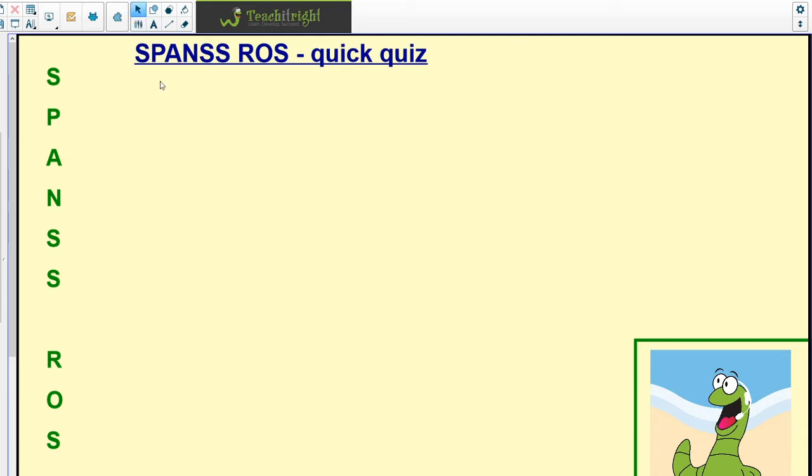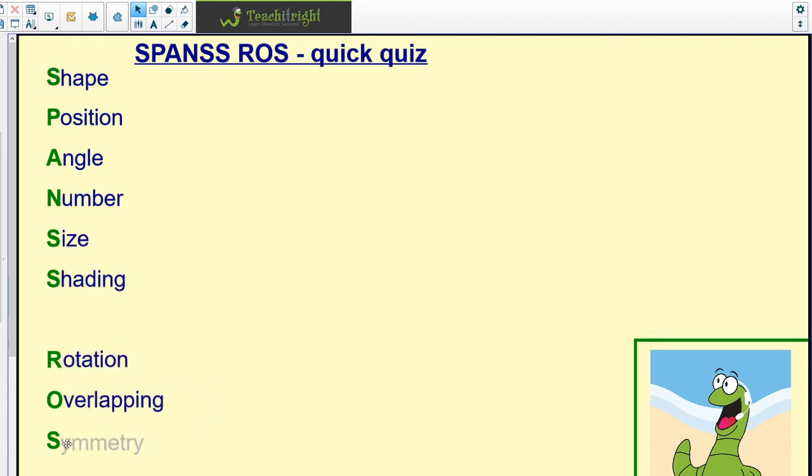Right, I'm about to go through the answers, so if you've not done it, pause it already. Let's go through. If your S's are in different places, that's fine, as long as you have 4 different S's. So the first S is shape, P, position, A, angle, N, and my favourite as a math teacher, number. S is size, S is shading, R for rotation, O for overlap, or overlapping, and S for looking for symmetry. Right, give yourself a score out of 9, and let us know how you got on.